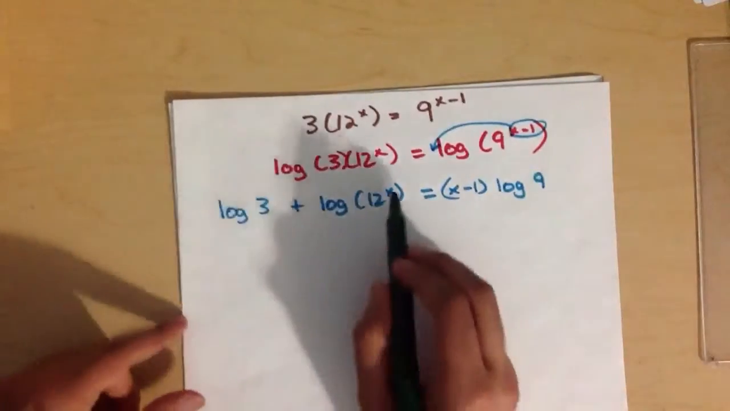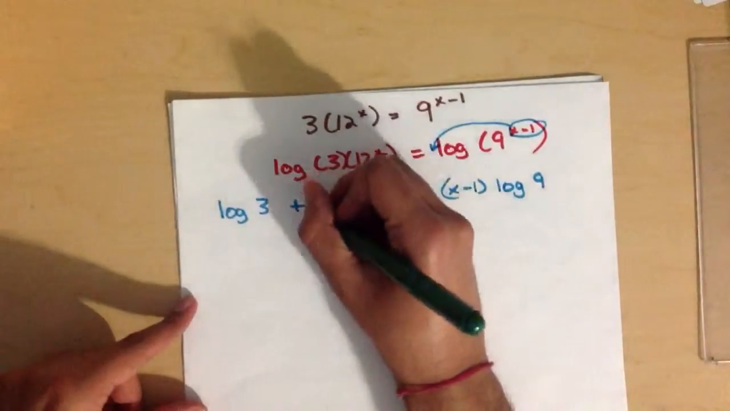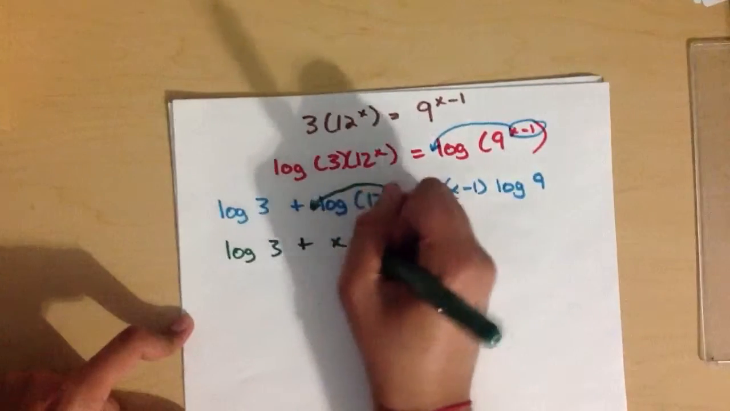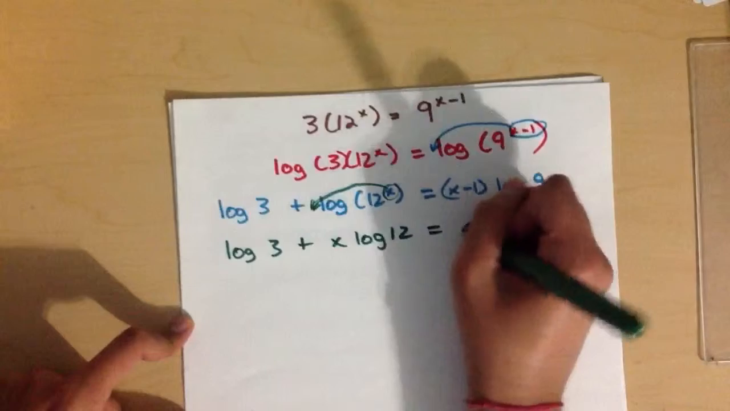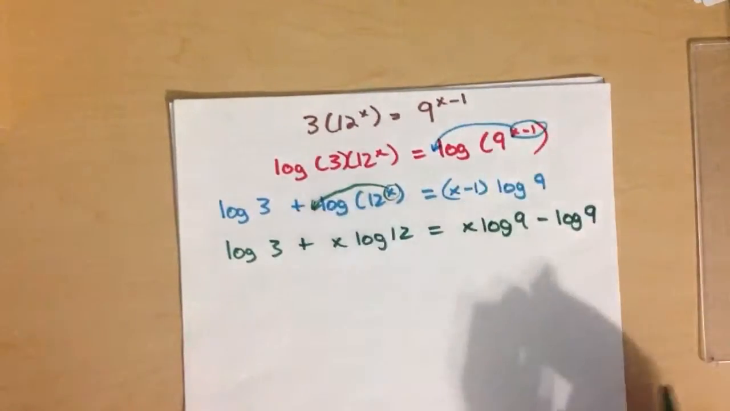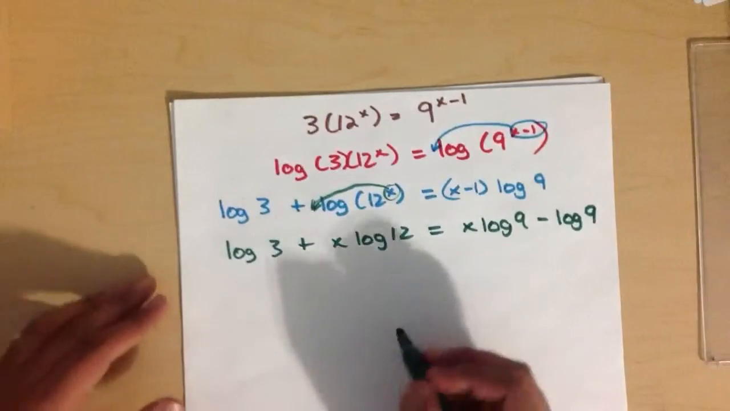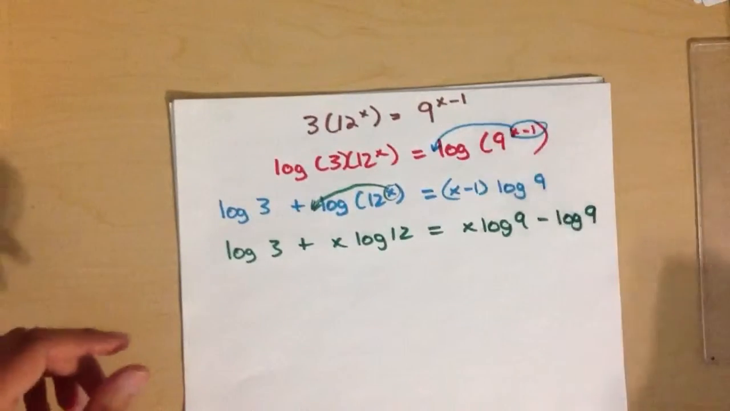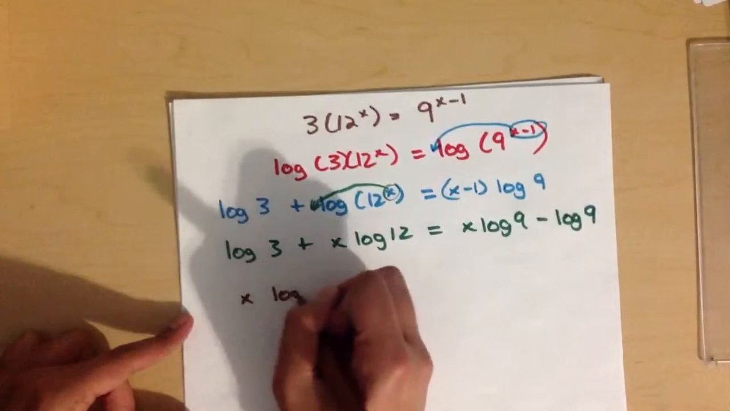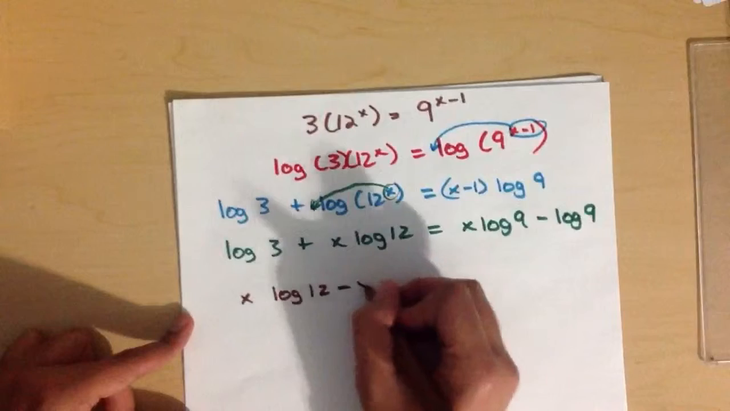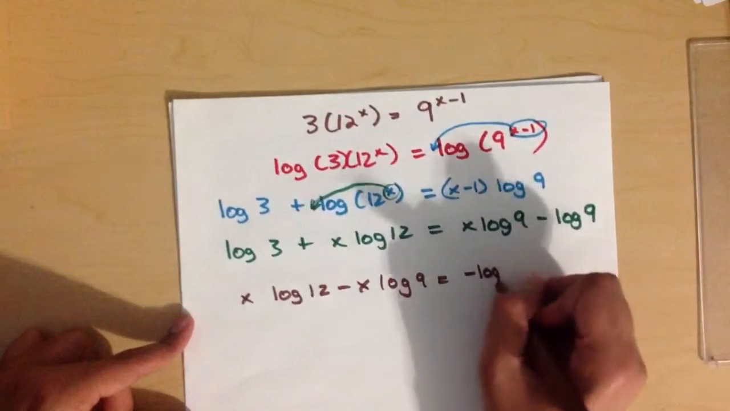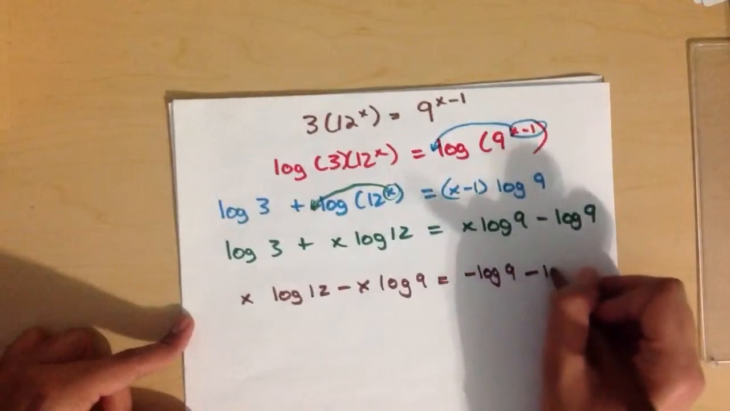Alrighty, so now what we're going to do, it's very similar to the last question. We're going to put that x on the front part as well using a property. So it's going to be log of 3 plus x log 12 is going to be equal to x log 9 minus log of 9. So now again, we're trying to solve for x, so you're going to move the x's to one side. So x log 12, take this over here, minus x log 9. And we're going to do minus log 9. Take the minus log 3 over there.